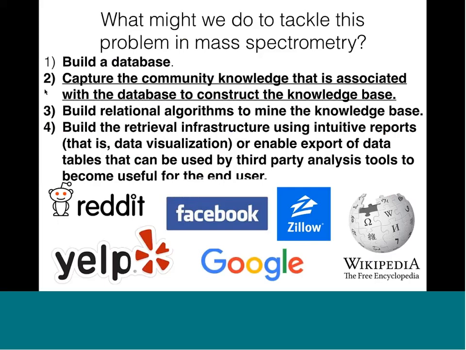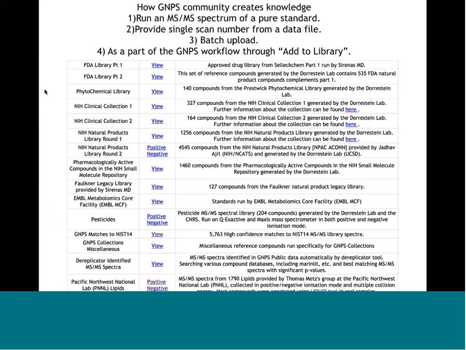But then the question is, how do we capture the community knowledge? So this was already knowledge that existed in the public domain, but how do we capture the knowledge by the GNPS community? There's a variety of strategies that we've implemented to capture knowledge within this infrastructure. One of those ways is that you can run an MS/MS spectrum of a pure standard and add it to the GNPS library. The other thing that we've enabled is, because a lot of molecules you cannot commercially purchase or would be difficult to synthesize, but yet we see them in our LC-MS runs or atmospheric ionization experiments, you can provide a single scan number and annotate that particular scan, what it might be.